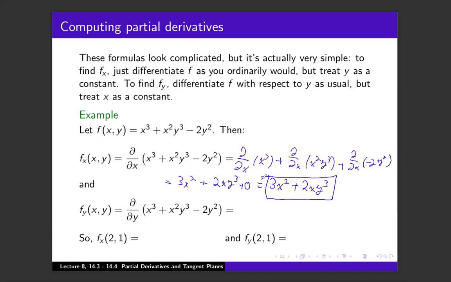Now you can do the same thing with f sub y. In this case, the first term, del y of x cubed, that's 0 because x is constant now. Again, x is constant, so you differentiate x squared y cubed with respect to y. You differentiate the y cubed, but the x squared is constant, so that becomes 3x squared y squared minus 4y, or to be a little more concise, 3x squared y squared minus 4y.